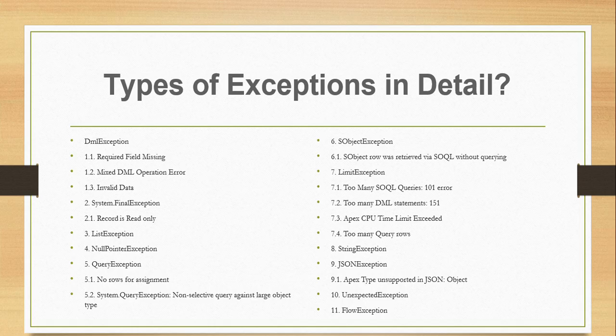Seventh is limit exception. It has three parts: too many SOQL queries 101 error, too many DML statements 151, Apex CPU time limit exceeded, and too many query rows. Eighth is string exception. Ninth is JSON exception. 9.1 is Apex type unsupported in JSON object. Tenth is unexpected exception. Eleventh is flow exception.